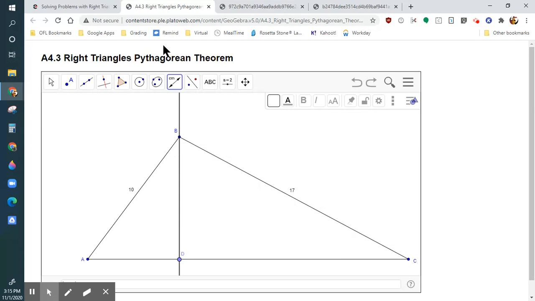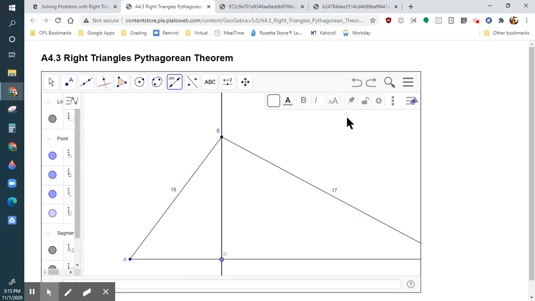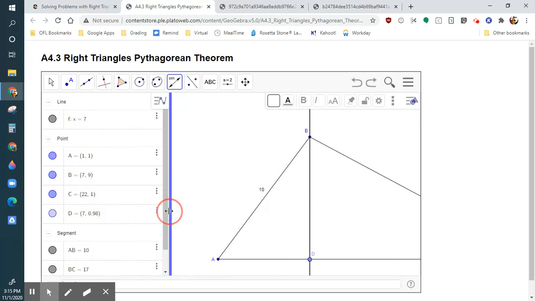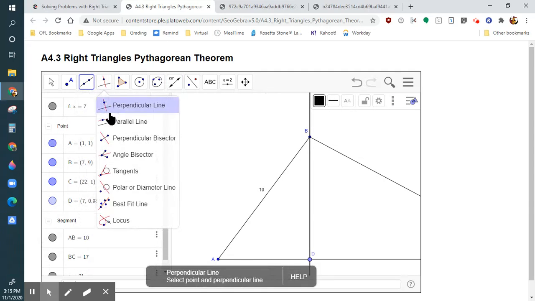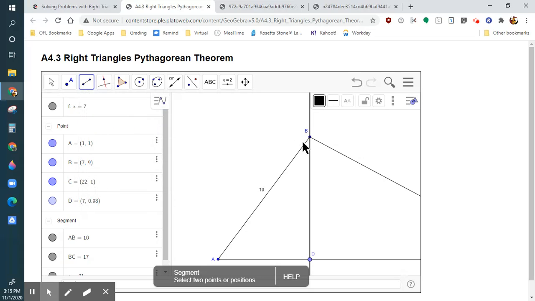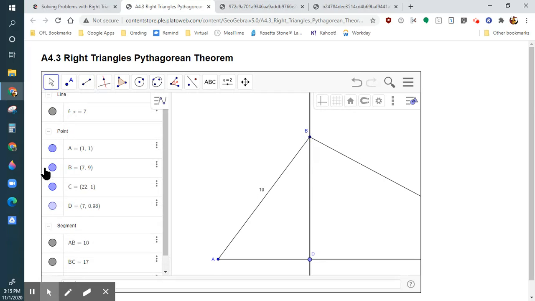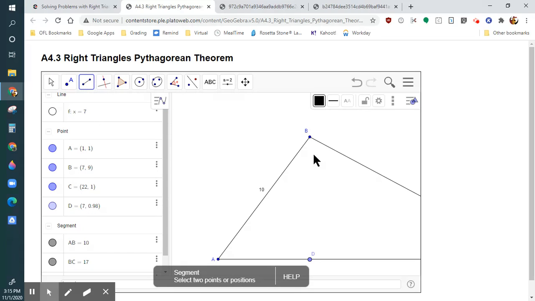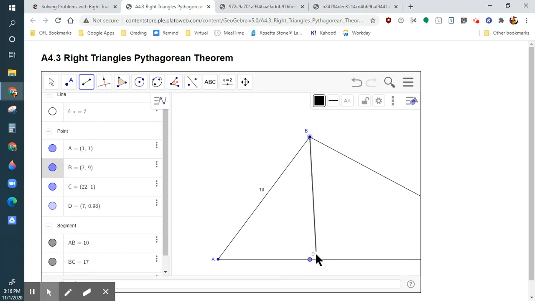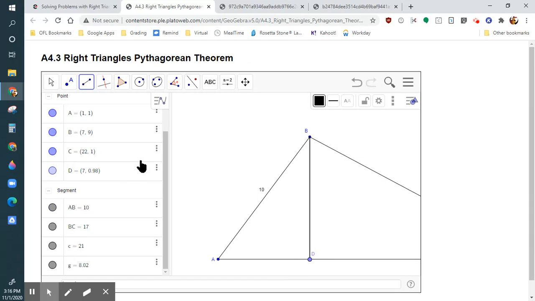So what I'm going to do to make this a little easier is hide that line because this is being a little difficult. You can go to algebra and we're going to want to hide this line, so I'm just going to do this. And then I'm just going to create a line segment from B. Why isn't it hidden? There we go. Create a line segment from B to D. That'll make this a little easier.